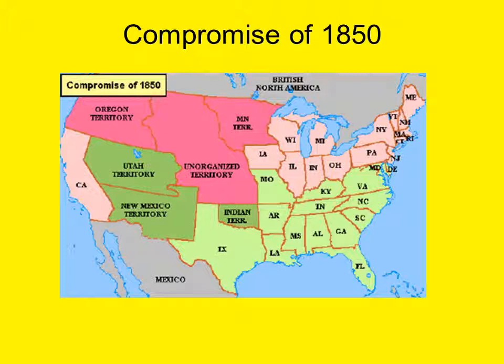And finally, as part of the Compromise of 1850, Texas gave up many of the western lands for which it had claims, and it received compensation to pay off its debt. This compromise worsened pre-existing sectional problems and, unfortunately, only temporarily delayed the coming crisis.